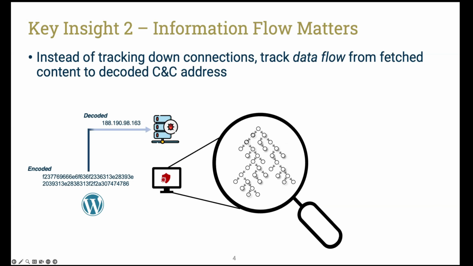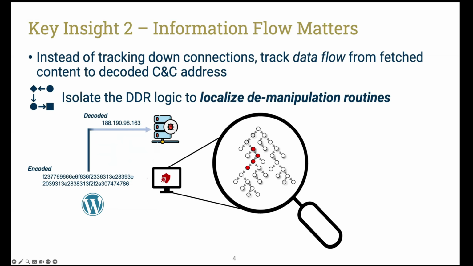So imagine an investigator observing a network connection to a web application, followed by another connection to a CNC server. Well, determining whether the malware contains DDR logic in this scenario can be extremely challenging because the raw network content from two connections often look completely unrelated. In reality, the way DDR operates enforces a data flow from the initially fetched web content to the decoded CNC address. This observation leads to our second key insight. Investigators can localize the DDR routines by tracing this information flow through the malware's execution.